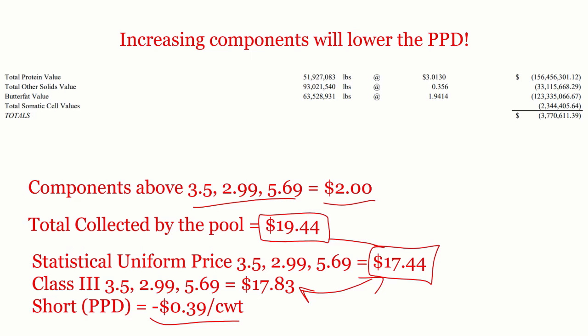But in this case, we had exactly the same amount of money that was collected in the pool. So having that negative PPD didn't mean that we had less money in our pocket. It's just that it was paid out more into components than in the statistical uniform price.